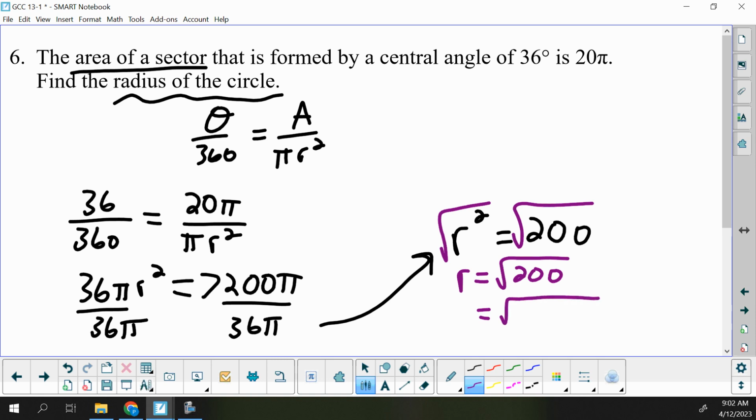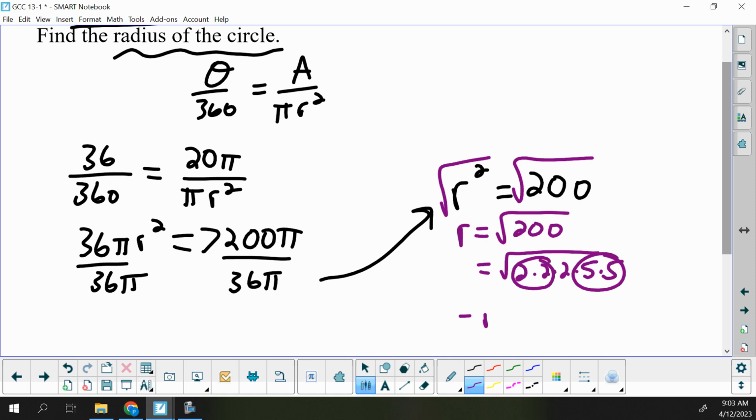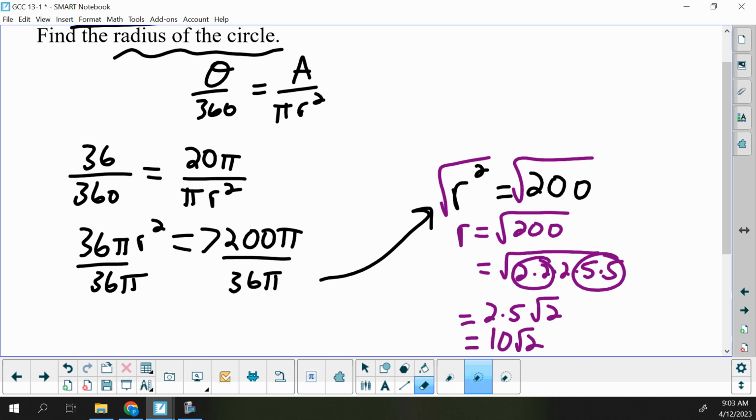So we'd want to do a menu number factor. When you do menu number factor, just put the number under the square root in. So go ahead, do menu number factor and do your 200. And we should have gotten 2 times 2 times 2 times 5 times 5. We got a pair of 2's and a pair of 5's. So this would equal 2 times 5 out front with a square root of 2 still inside. Or in other words, 10 square root of 2 for our radius.